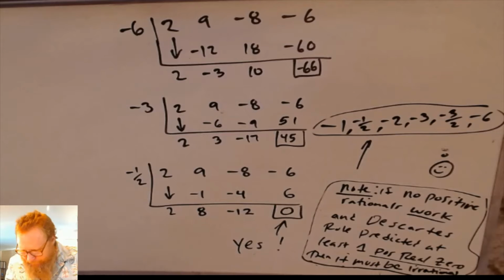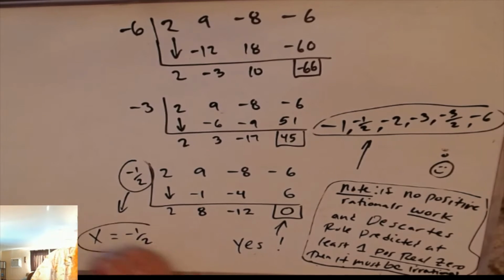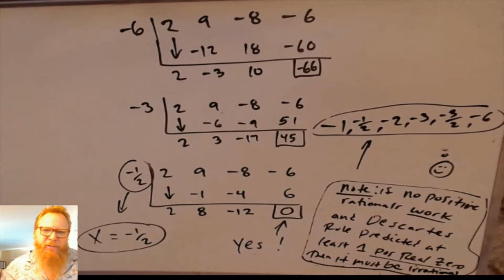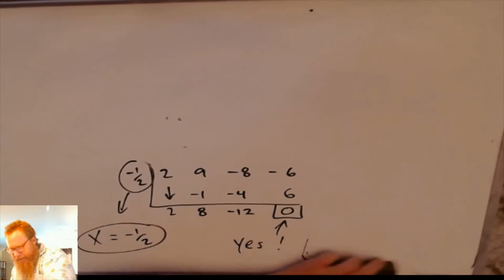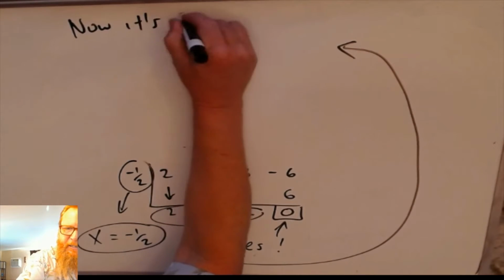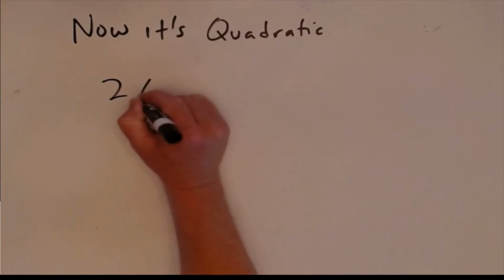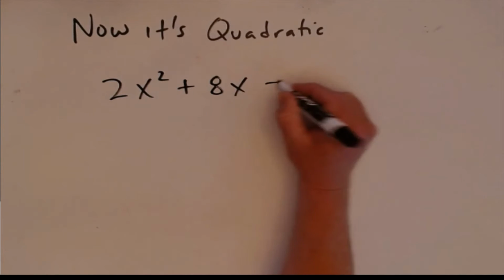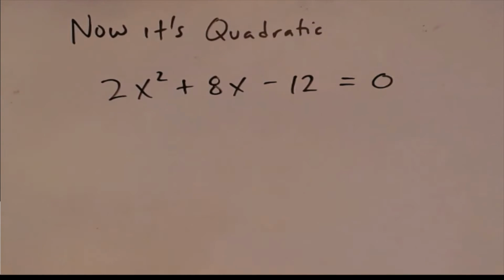Okay. So we got one. Cool. So we got a 0, or a solution. X is equal to negative a half. I didn't ask you to factor this one, so I'm not going to bother putting it in factor form, but that would be a separate exercise there. Okay, so we're done now. Now we can take this out. Now it's quadratic. So it's 2x squared plus 8x minus 12. And of course, we're looking for zeros, so set that equal to 0.